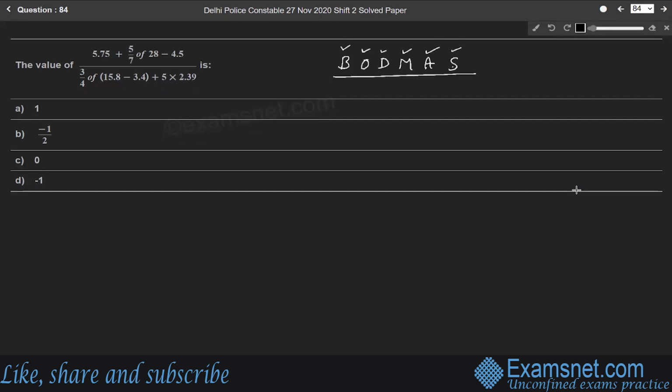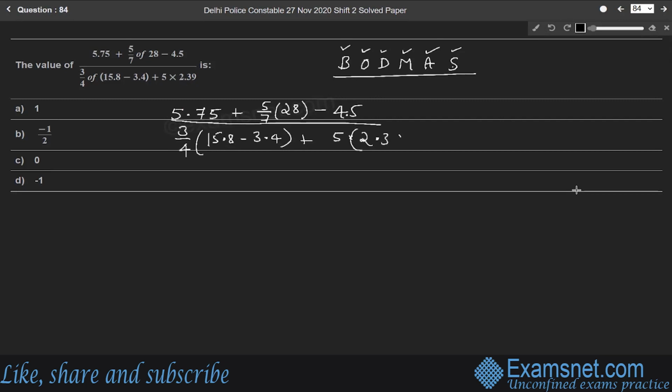So the given expression is 5.75 plus 5 by 7 of 28 minus, not 45, it is 4.5 whole divided by 3 by 4 of 15.8 minus 3.4 plus 5 into 2.39, right? Which is equal to, according to BODMAS, so let us remove the brackets first.